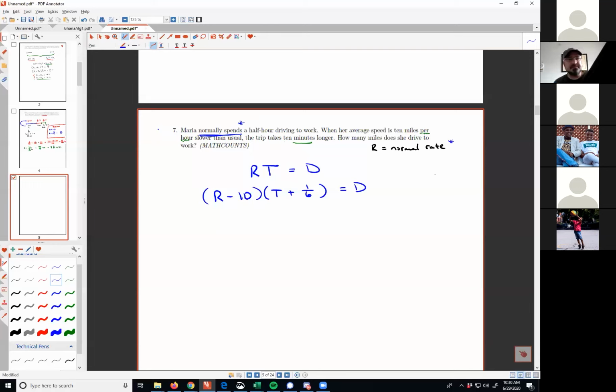Mr. Crawford, shouldn't it be 1/3 instead of 1/6, because it took 10 minutes longer? She drove for 30 minutes normally, so shouldn't it be 1/3? Okay, so what you're saying is that we can plug in the information about how long it takes her to drive to work. Maria normally spends a half hour driving to work, so that's T. And then we have R minus 10 times 1/2 plus 1/6.